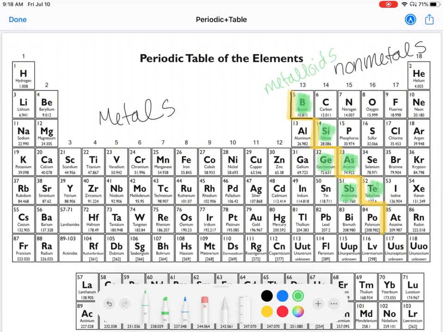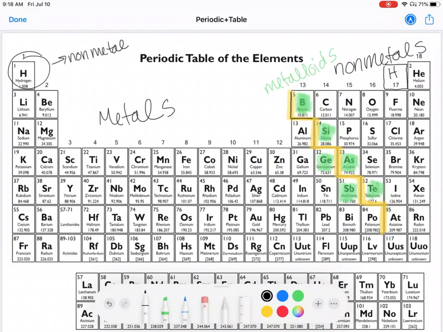Now, another exception is hydrogen. So hydrogen is actually a nonmetal. But we put it in group 1 because it does have some properties similar to the alkali metals in group 1. Now, in some periodic tables, they list hydrogen above fluorine because it is a nonmetal. However, it doesn't have a lot of the same properties as the halogens, so we tend to include it in group 1, even though it's not a metal.